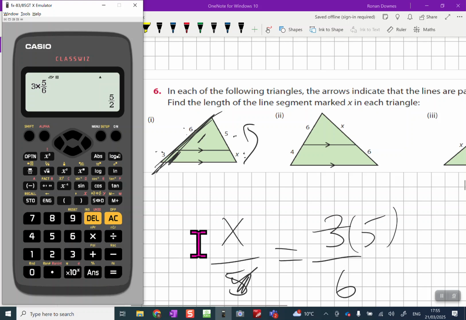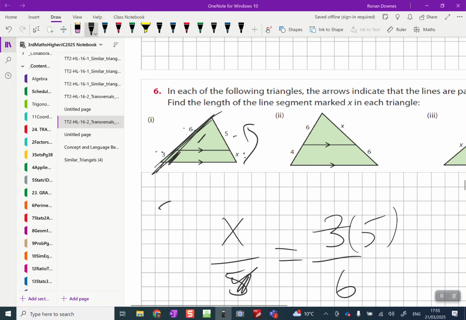So x anyway is 5 over 2. Calculator told me that, so it's true. And if there are no units, I'll write the word units.